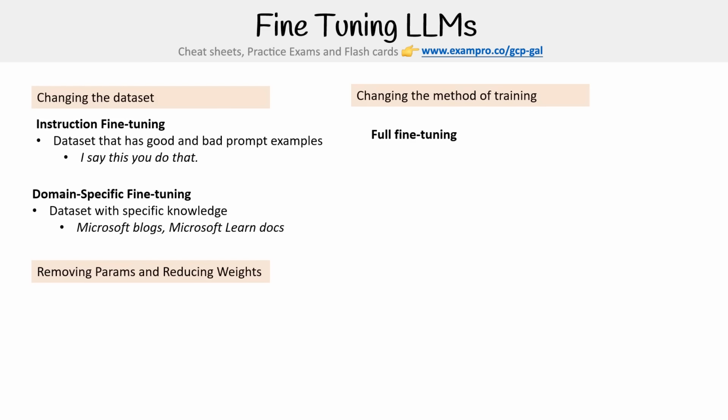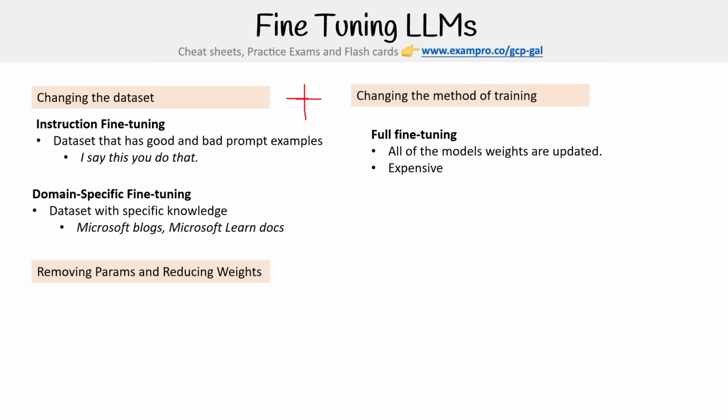Then we have changing the method of training. So we have full fine tuning. This is where all the model's weights are updated, and it's expensive. We can just think of full fine tuning as traditional fine tuning. You're basically taking the existing model's weights after the base tune as the starting point and running it through the training process again. Now you can add these two things together. You can do full fine tuning and change the data set. They can be done together or separately.